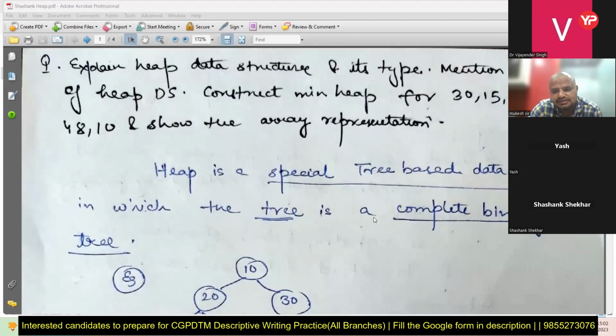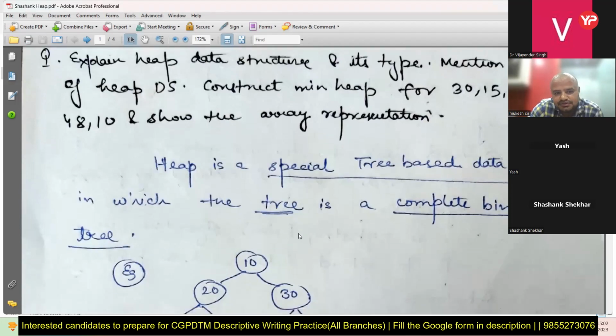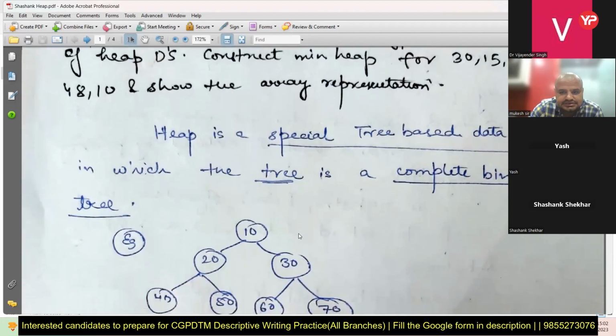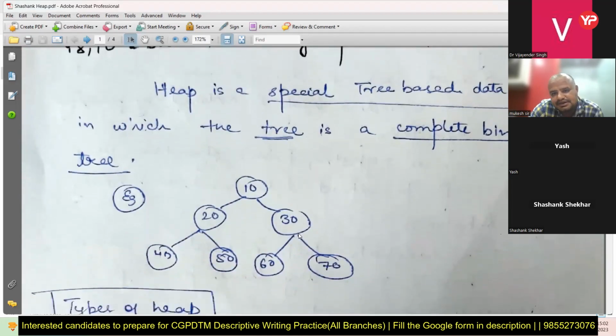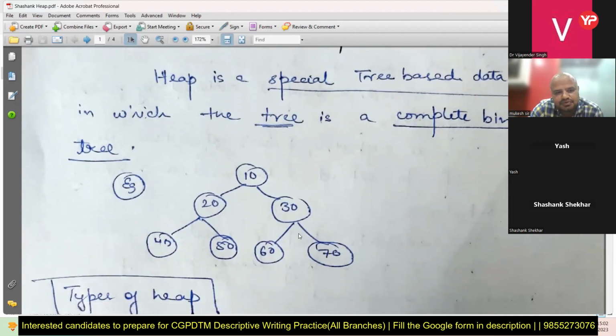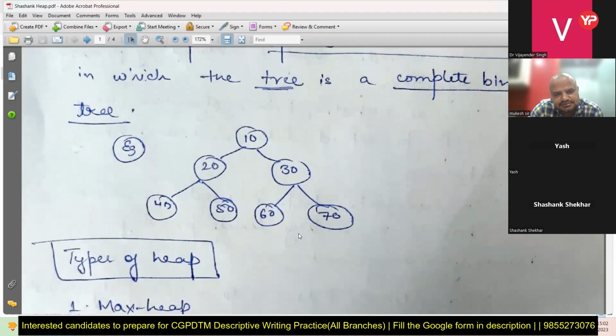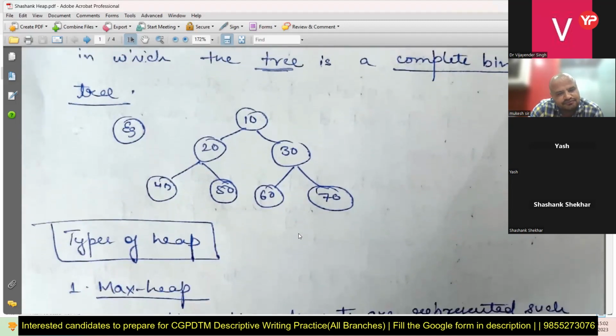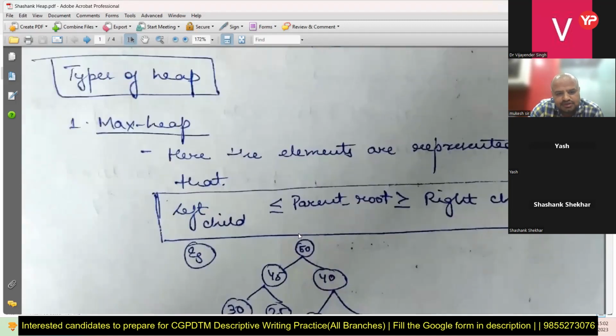So again, Shashank, I think the same error: you are not mentioning the definition or the words heap data structure. You have to start with those words only. Okay. So heap is a special tree-based data structure in which the tree is complete. Again, it's not a complete binary tree; it is almost complete or nearly complete. So just refer to the standard book. Okay. And then this is the example 10, 20, 30. So fine. Now types of heap.